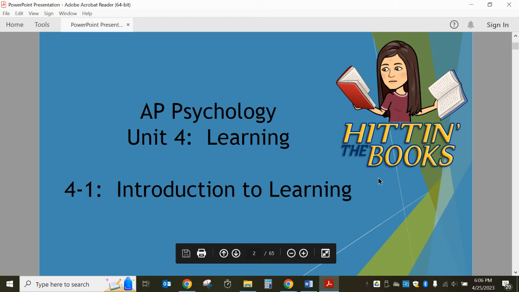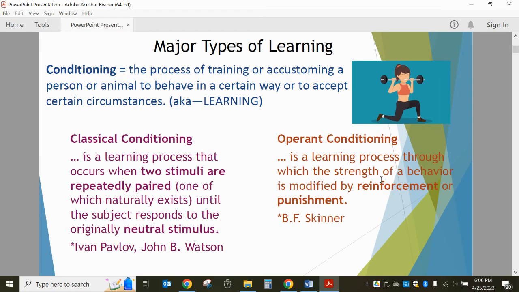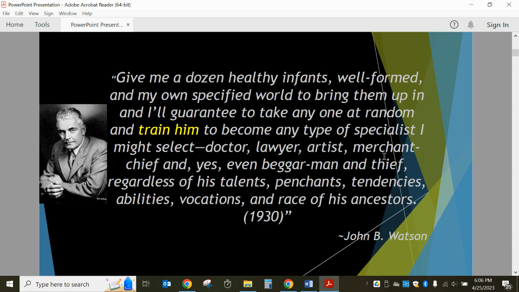This is Unit 4 review, and this was our section on learning, and it included conditioning, observational learning, all that good stuff. So, conditioning is the process of training or teaching an animal or a person to behave in a certain way. We've got classical conditioning, where we're pairing two stimuli, something that's automatic and something that's neutral, and we're associating Pavlov and Watson with those. And then we've got operant conditioning, which is teaching through reinforcement and punishment, and that's B.F. Skinner and also Edward Thorndike for that one.